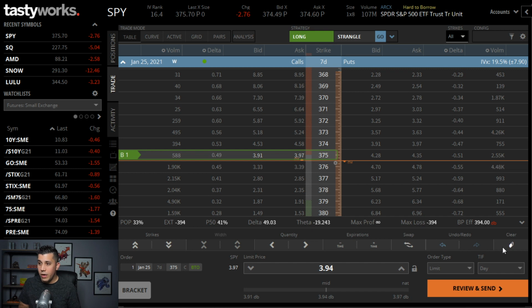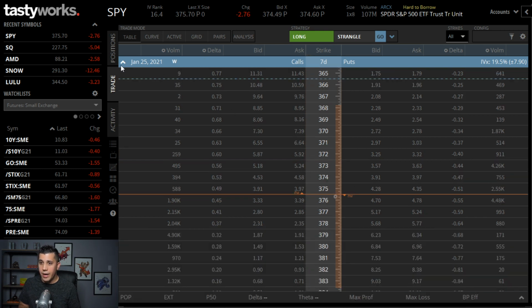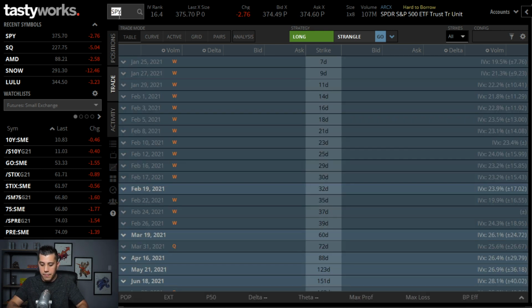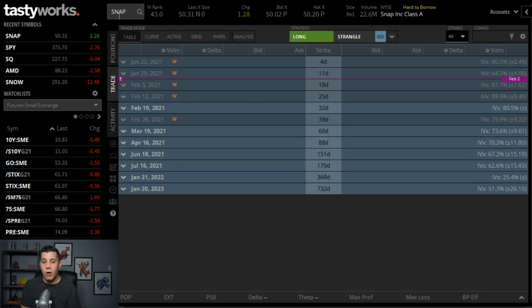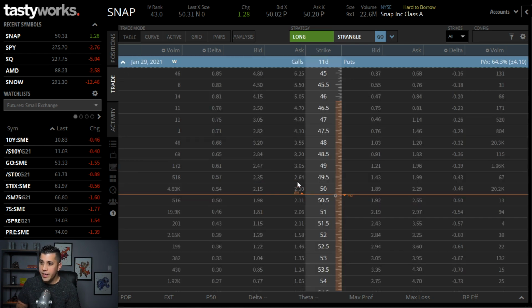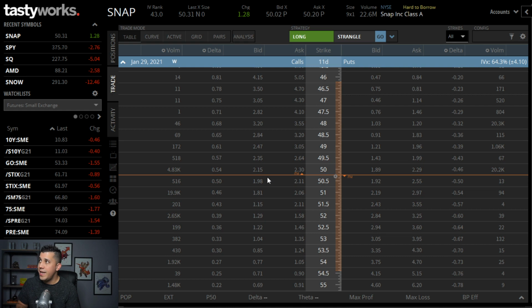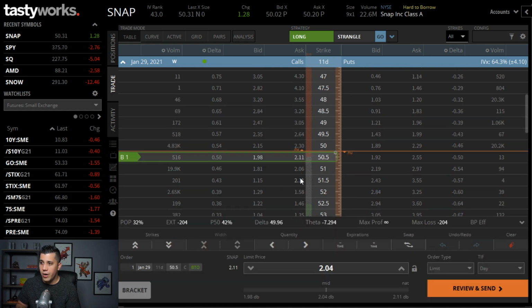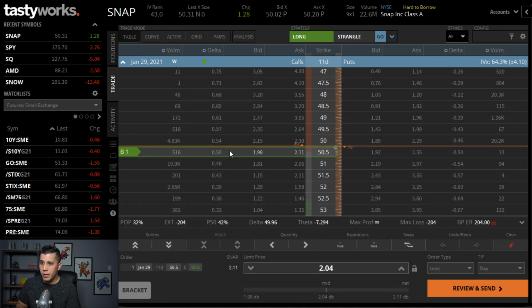If you can't afford it, you can go to a lower priced stock. Let's say Snapchat. Snapchat is a $50 stock versus SPY, which is a $300 stock. We can trade the weeklies here. Let's say I go out to January 29th. A 50 delta right here is going to cost you $200 essentially. So if you think about it, if Snapchat goes up $1, it's going to cost you $200 to make $50.